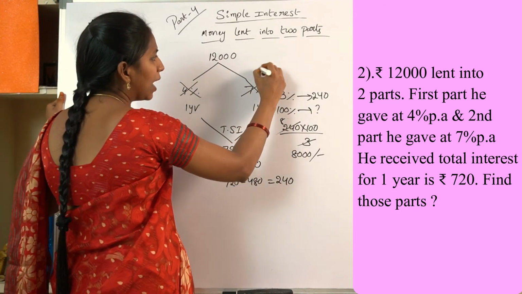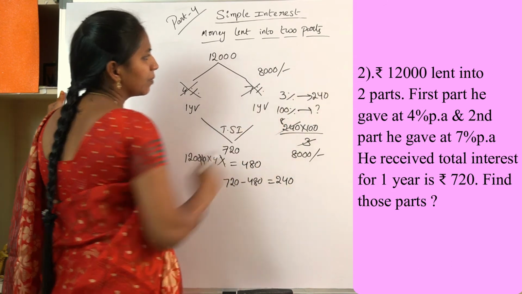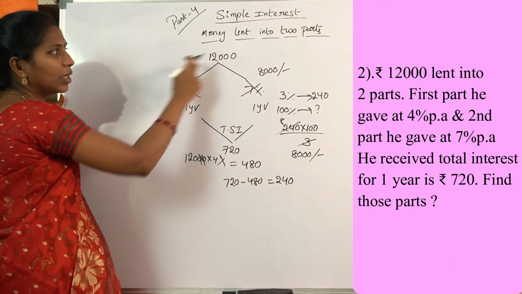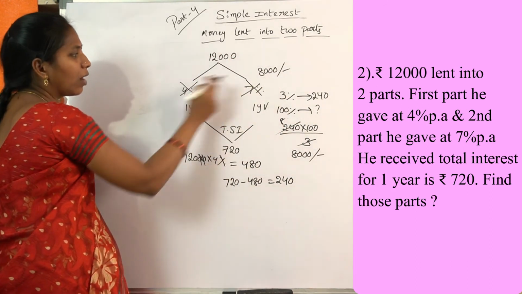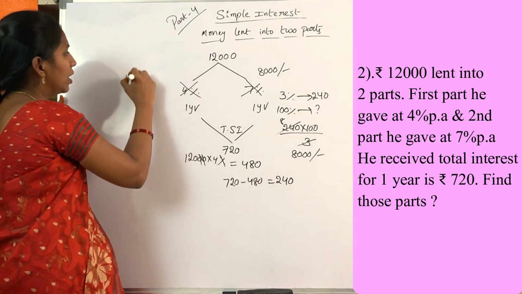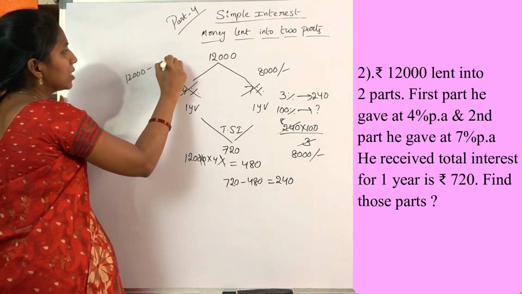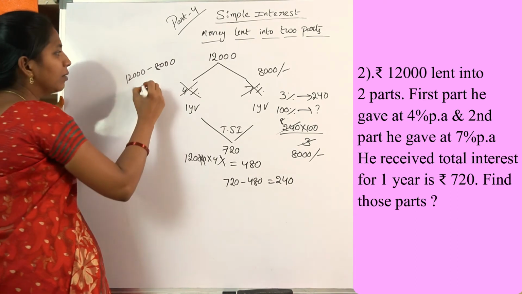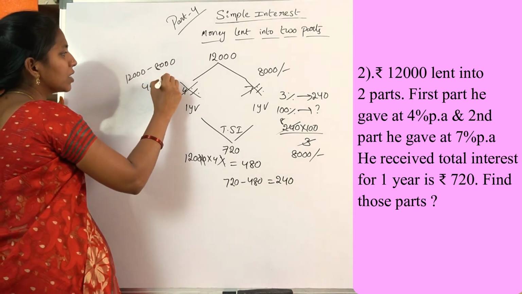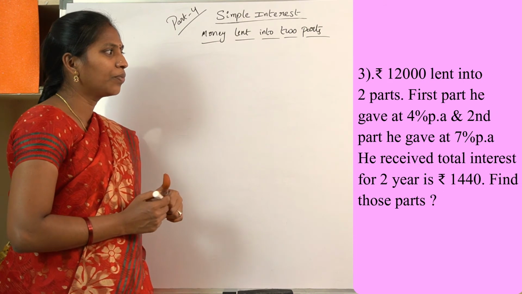Here in this part 8000 rupees. What about this part? 12,000 minus 8,000 is the first part. So here 12,000 minus 8,000, then 4,000 is the result. Now see third question.